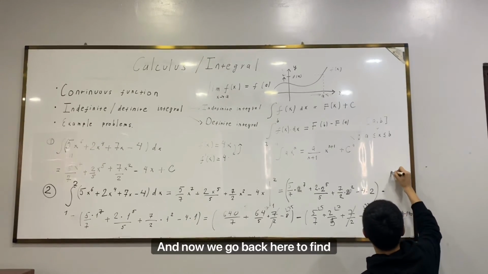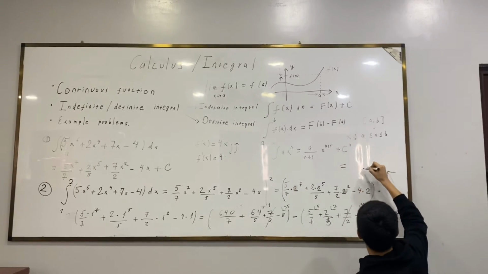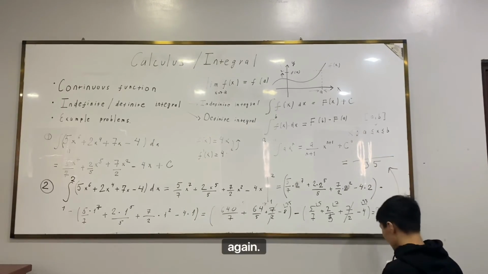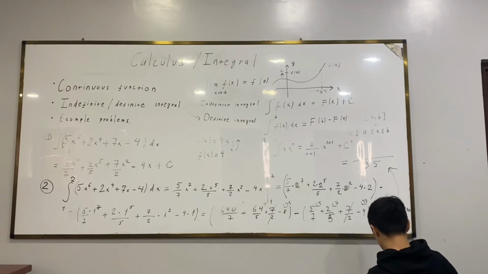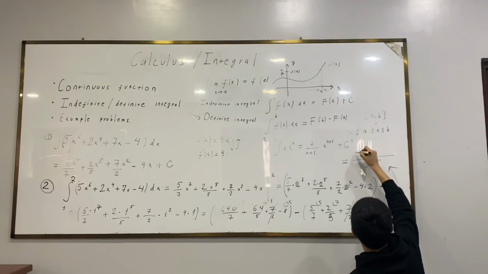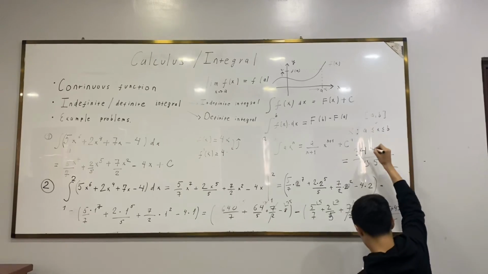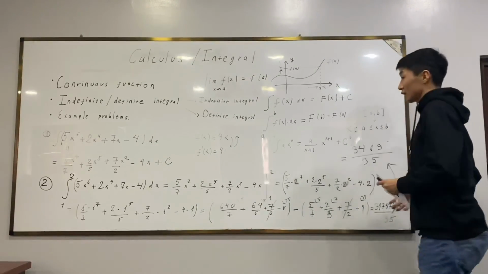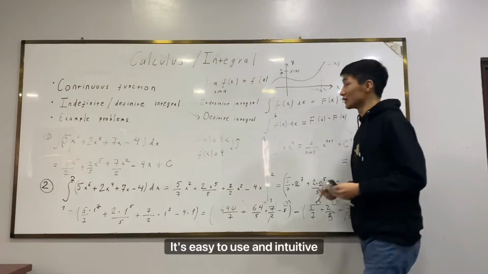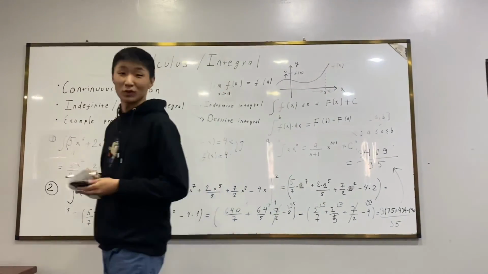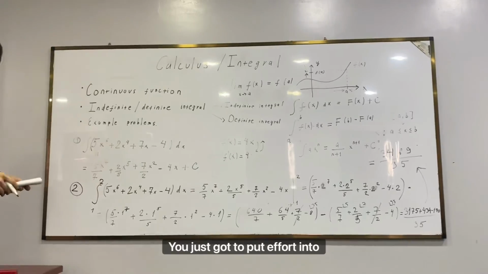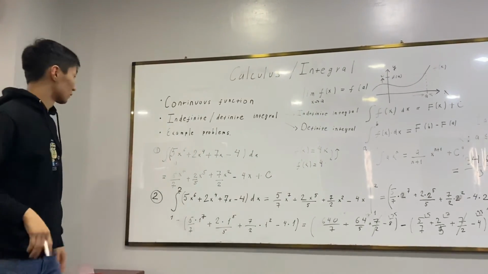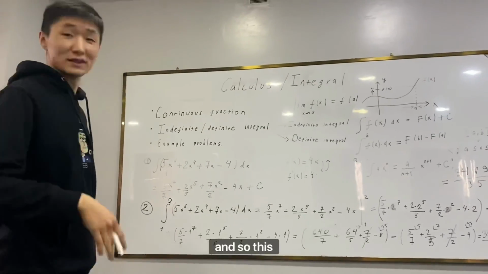And now we go back here to find our exact solution. When we calculate again, okay, 3,469. Okay, so that's it. It's easy. Calculus and integrals are easy. You just have to put effort into it and calculate, and that's all.